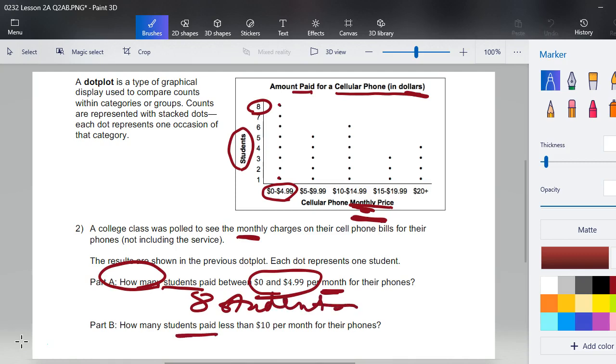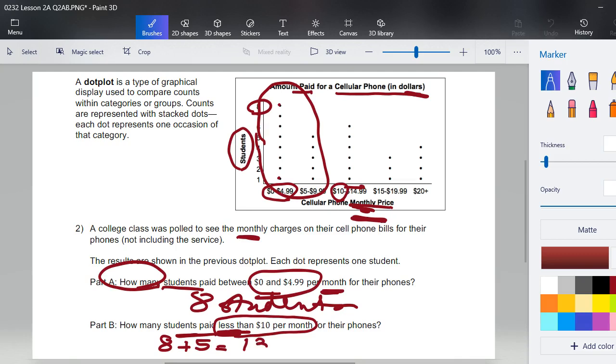Looking at B, how many students paid less than $10 per month? We've got to be real careful because if this is exactly $10 going up to $14.99, that's not what they're looking for. They want to know less than. So less than would be all of the dots over here. So we have 8 from the first column, and I can't really see, but it looks like we have 5 from the second column. So it looks like students who paid less than $10 per month, that would be 13 students.